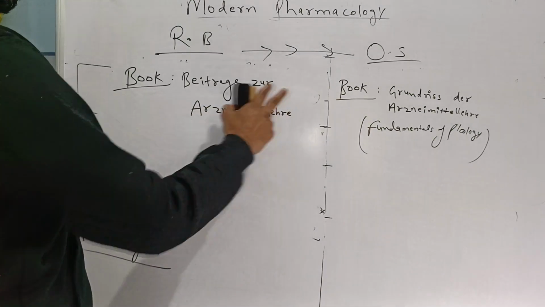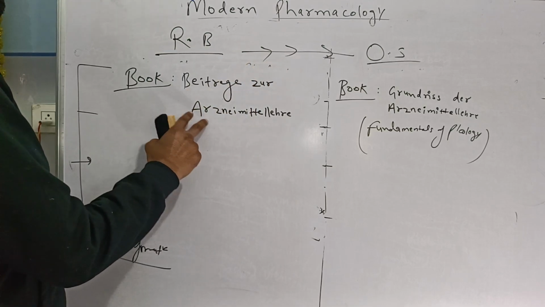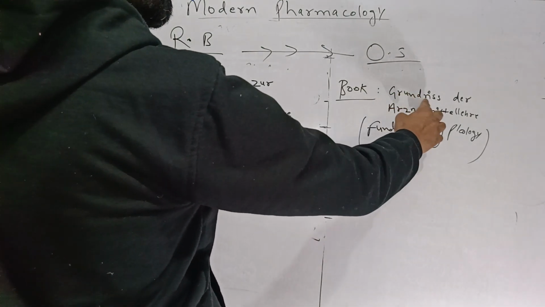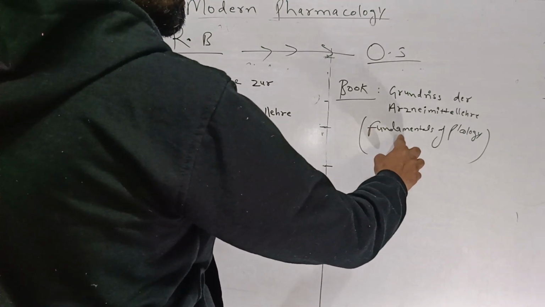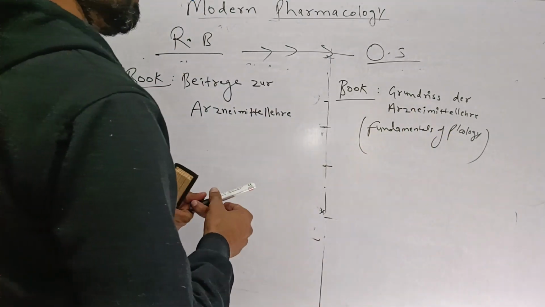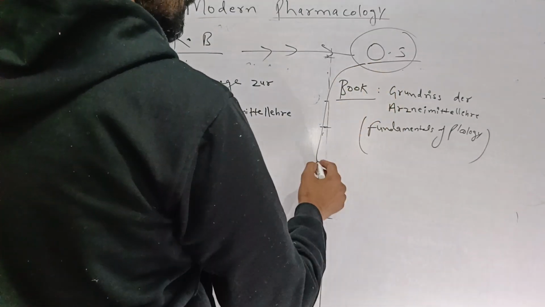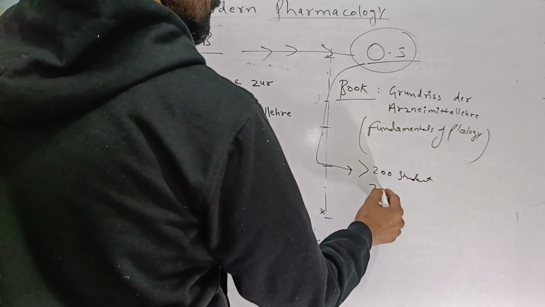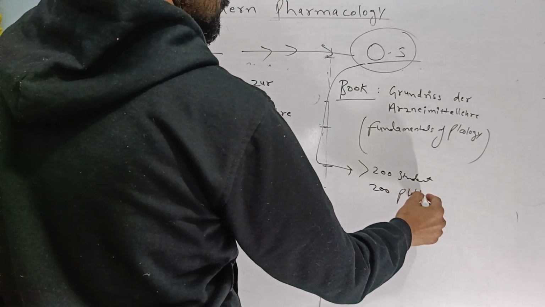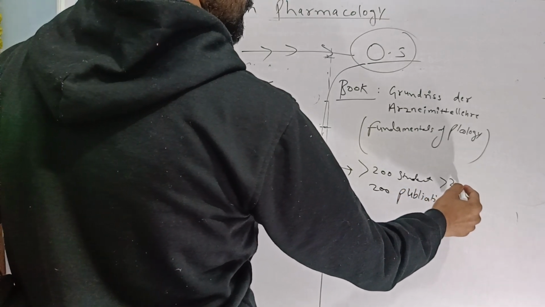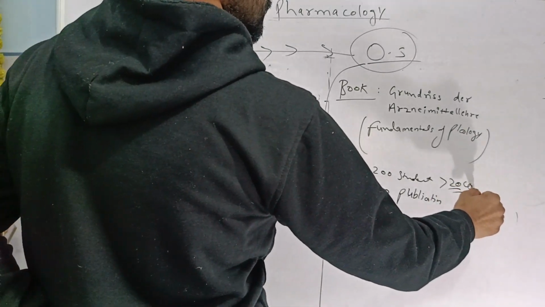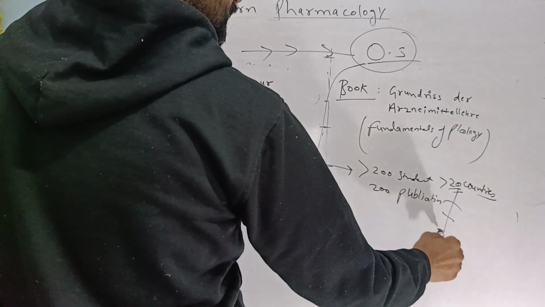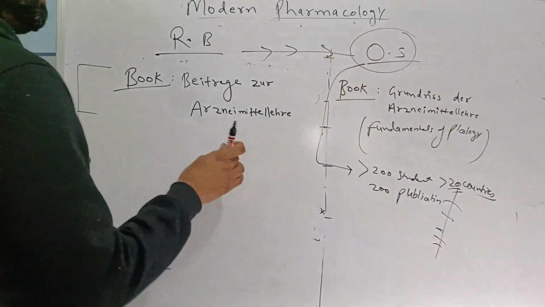These were the books published by these two pharmacologists: Buchheim's Arzneimittellehre, and the book published by Schmiedeberg was Grundriss der Arzneimittellehre, which means Fundamentals of Pharmacology. He was a great teacher of pharmacology who had more than 200 students and 200 publications, and his students were spread over 20 countries. So we'll discuss some of the students of Schmiedeberg and their contribution to modern pharmacology.